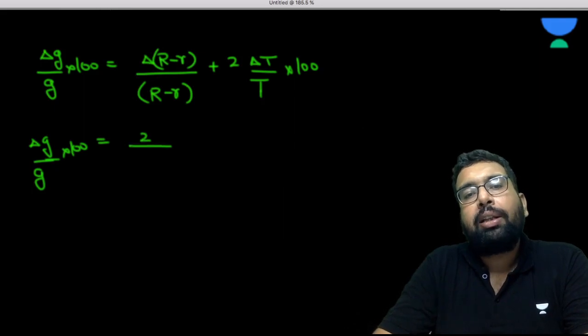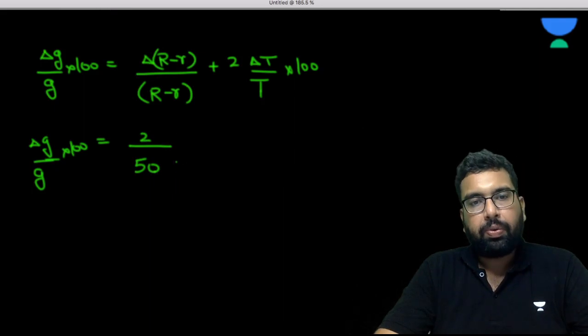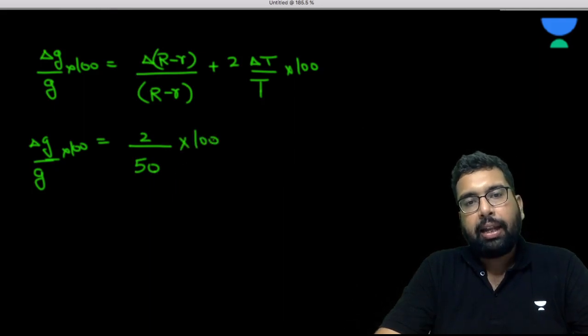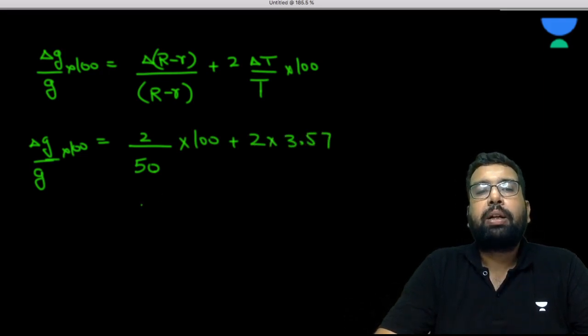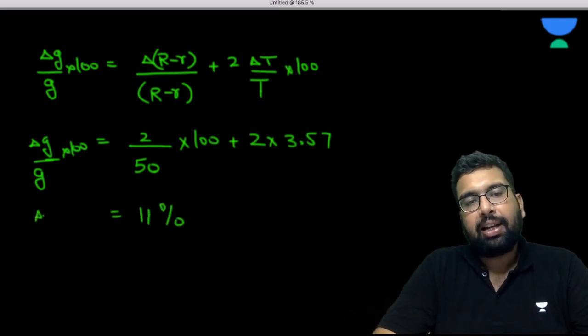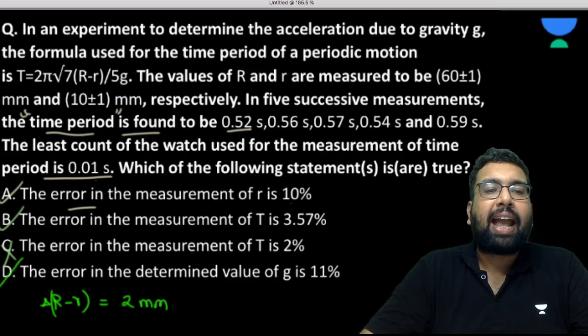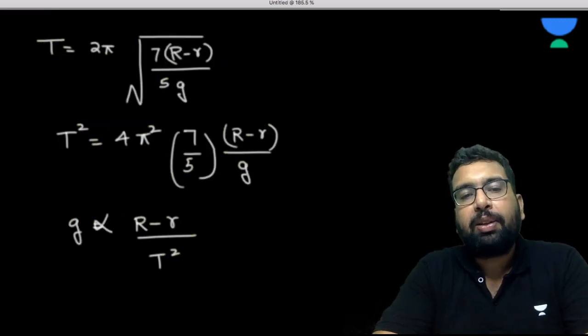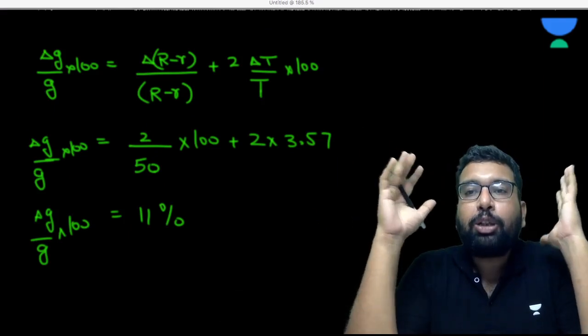And what is R minus r? This is 60 minus 10. We are subtracting just the true values, into 100. And this is going to become 2 into, so this delta t by t into 100 we already have calculated, 3.57 percent. So this is getting somewhere near 11 percent. So delta g by g into 100 is becoming 11 percent. So this is also correct.